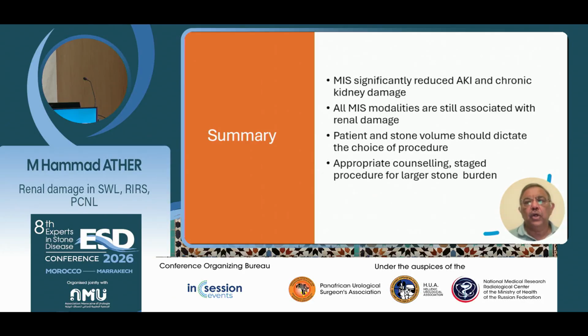Patient and stone volume should dictate the choice of procedure, and it is important that the patients are counseled before a surgical procedure. Staged procedures are performed for larger and more complex stones.